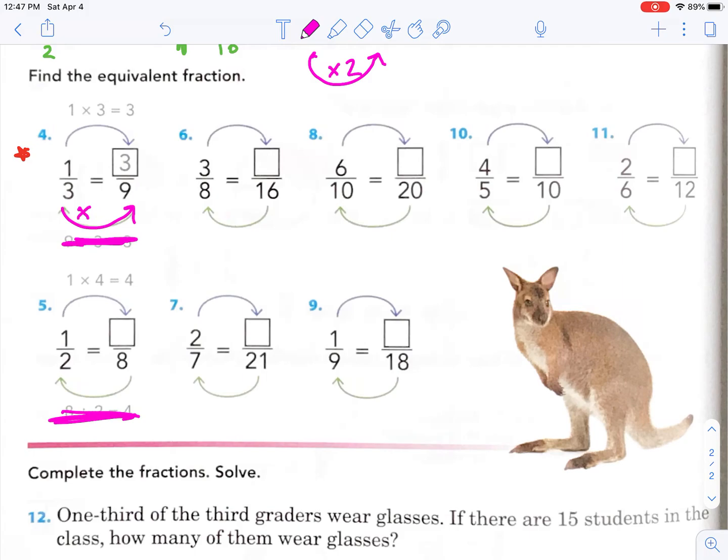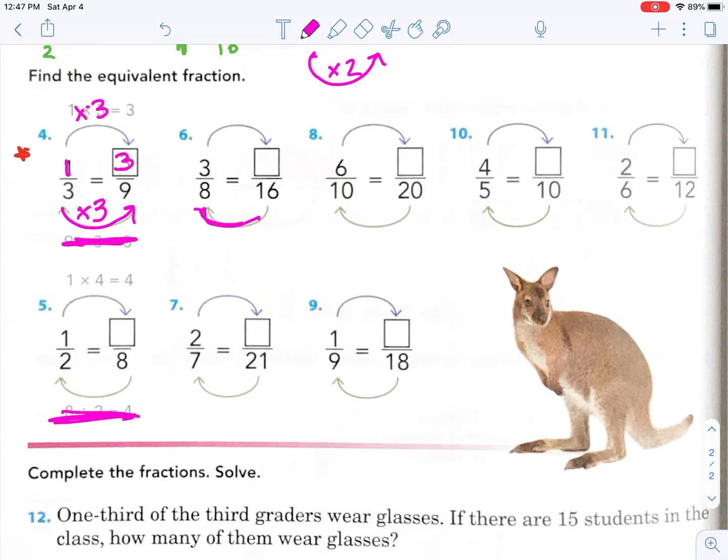3 times what equals 9? Sorry, Fonda's barking. 3 times what equals 9? 3 times 3 is 9. 3, 6, 9, 12, 15, 18, 21, 24, 27, 30. So now 3 times 3 is 9. What you do to the top, you do to the bottom. So 1 times 3 equals 3.